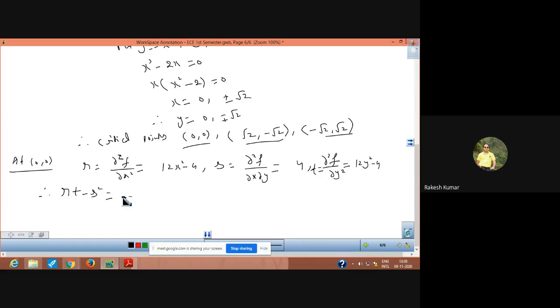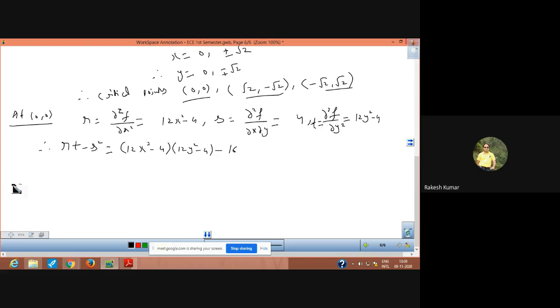We know for checking whether this is a point of minima or maxima, we need to calculate this condition. This is (12x square minus 4)(12y square minus 4) minus 16. And at this point (0, 0), the value of rt minus s square comes out to be 0. When you put (0, 0) here, you will get 0.